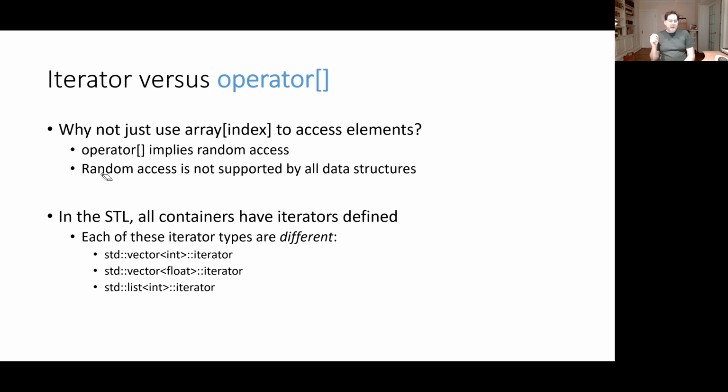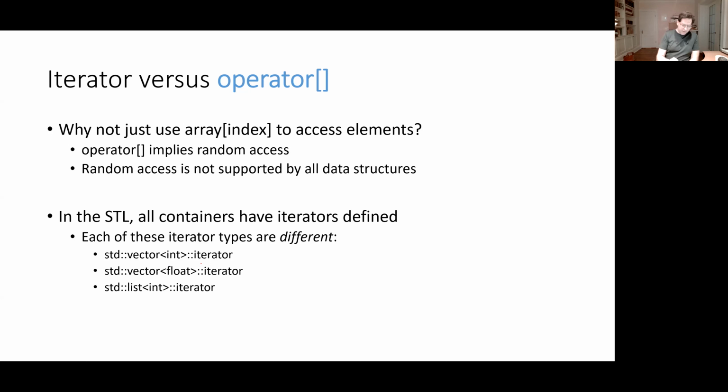Now, for all of the iterators that the STL defines, you use the same member functions, but the actual types are different because these are templated types. So remember, a template is a recipe, but you get a specific kind of class when you invoke that recipe with a certain type.